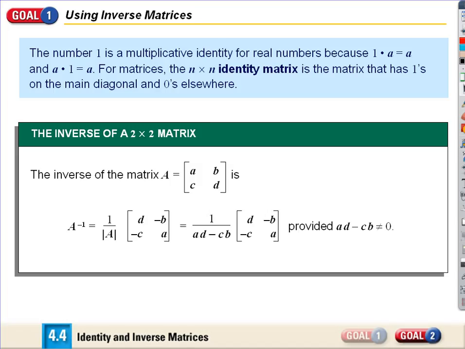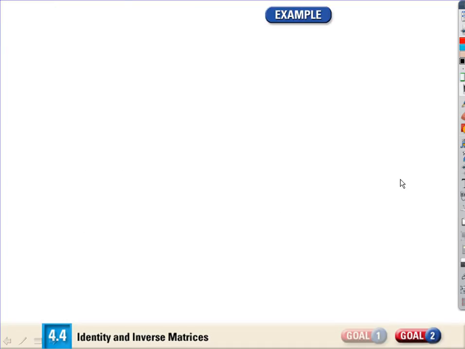And so, if we remember what the determinant looks like, remember, the determinant is just the product of the downward diagonal minus the product of the upward diagonal. So a times d minus c times b. So there's the reciprocal of the determinant times this new matrix. Okay, but we're going to do it on our calculator. So how do we do that on our calculator? Let's look at an example. Let's find the inverse of this on our calculator.